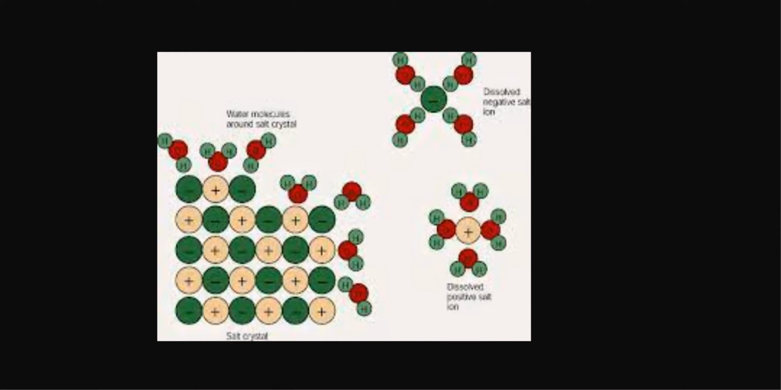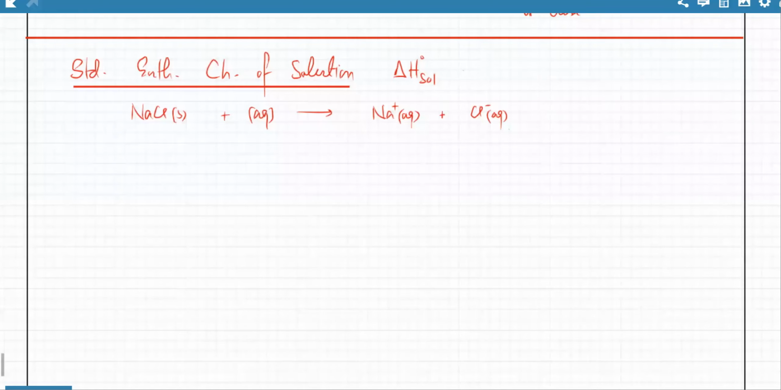Is this clear? Yes. So if you have an ionic compound, it's better to write the ions splitting up. Or you can simply put them together, NaCl, and call it NaCl aqueous as well.